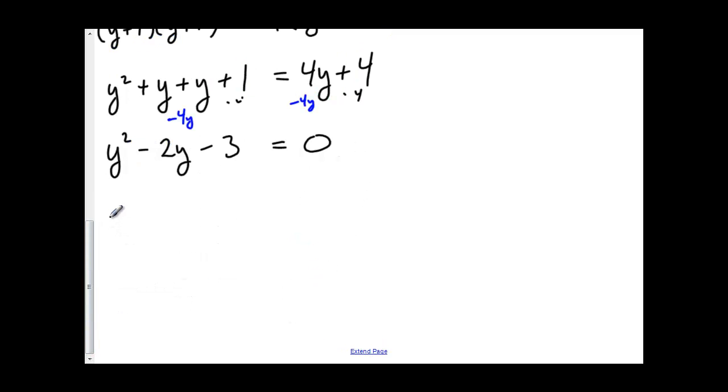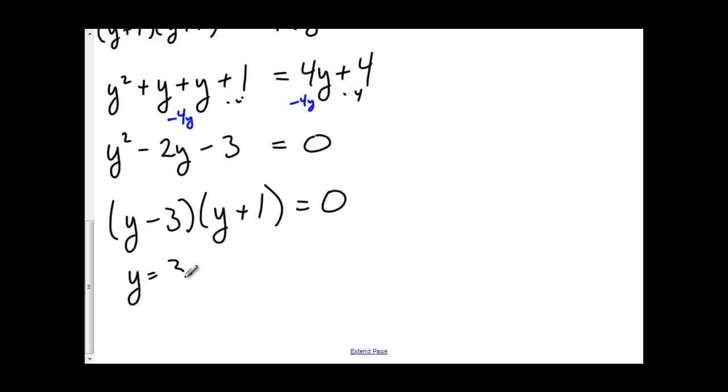Now thankfully this can factor. So I got y minus 3, y plus 1 equals 0, which leaves me y equals 3, and y equals negative 1. Now my last step is I need to check.